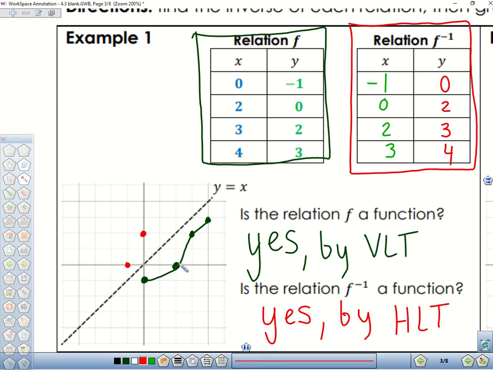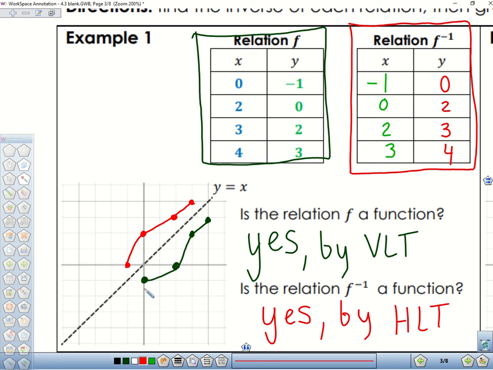This is 4, 3. This is 2, 3. And this is 3, 4. So this is our inverse. So what do you notice about the relationship between the inverse and the original function?